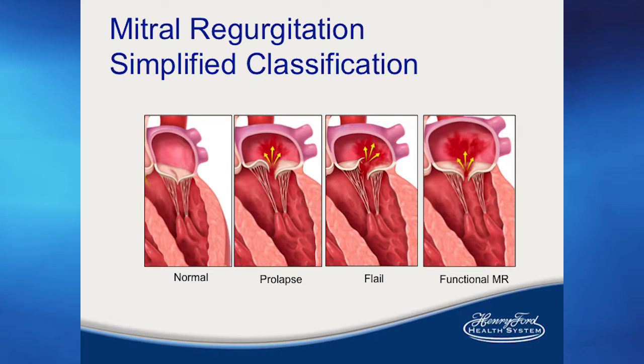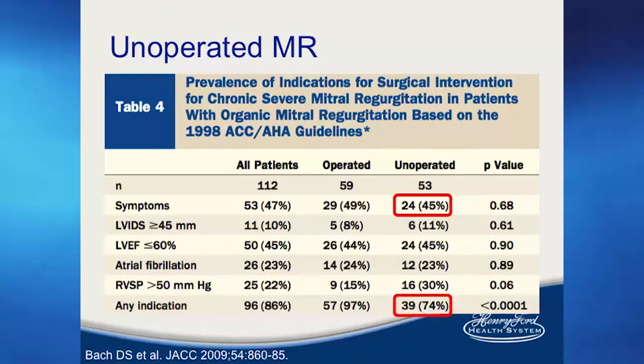But to simplify things, we've separated it into a few main categories, which is degenerative, which is either prolapse or flail, or functional mitral regurgitation. And it turns out there are a lot of these patients that you see who get or don't get operated on. This is actually some local data, I think published out of our friends at University of Michigan. You can see that almost half the patients presented, 112 patients, were not operated on for multiple indications. So again, as the tired phrase goes, the unmet need is there.